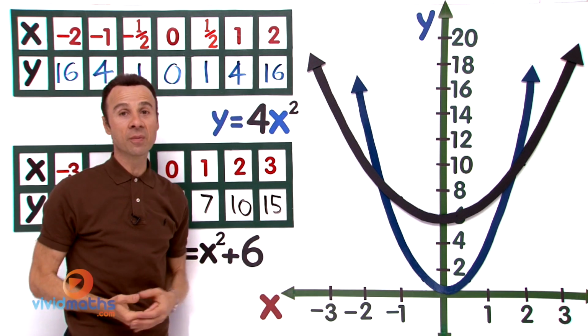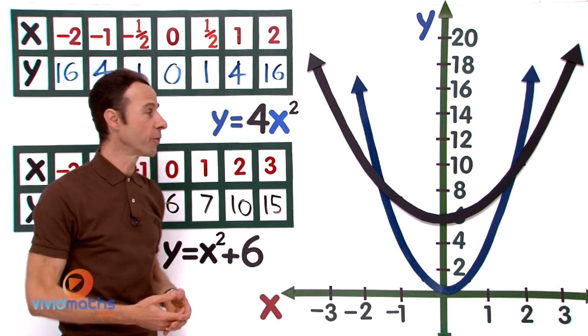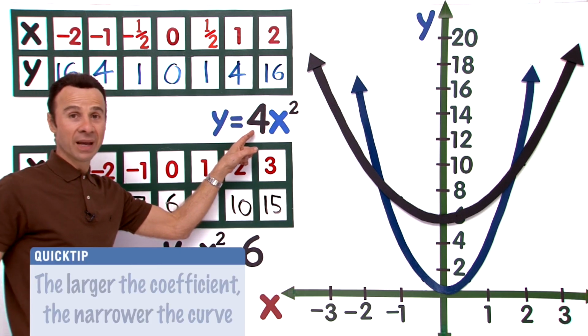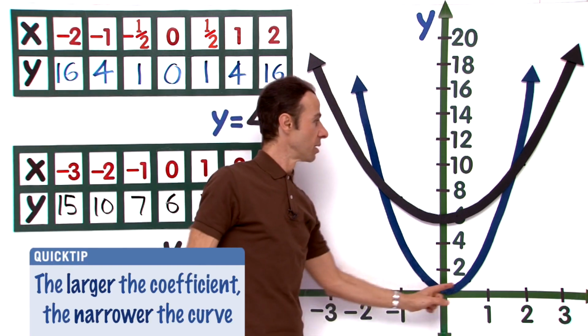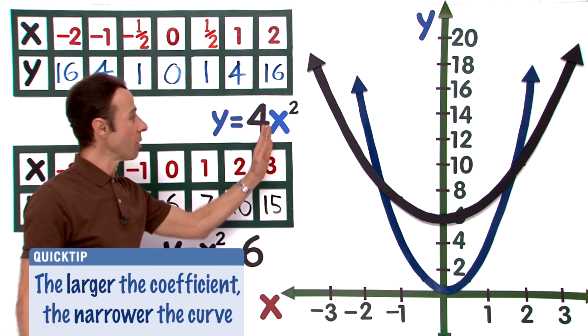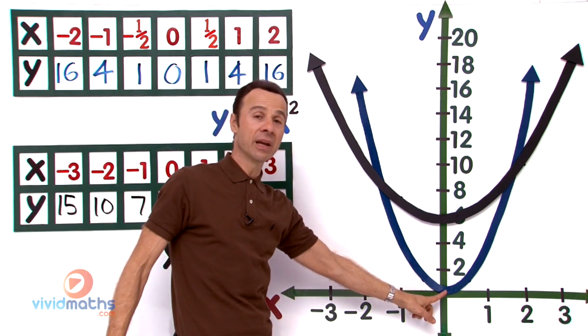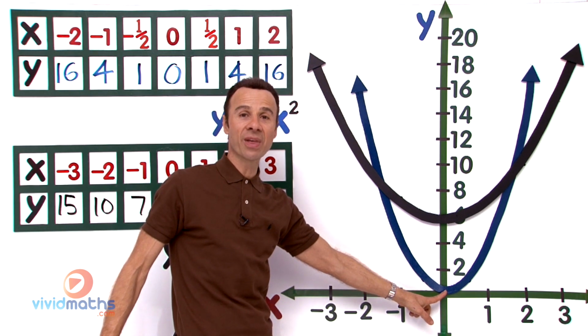So as we look at them visually, what are the differences? Well, for the first one, 4x squared with that 4 coefficient means that we have a narrower parabola. And because there's no plus on the end, it goes through the what? Through the origin right here at 0, 0 on these axes where they intersect.